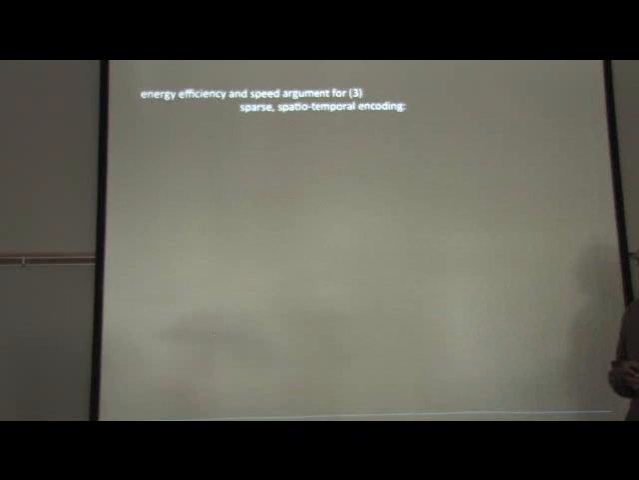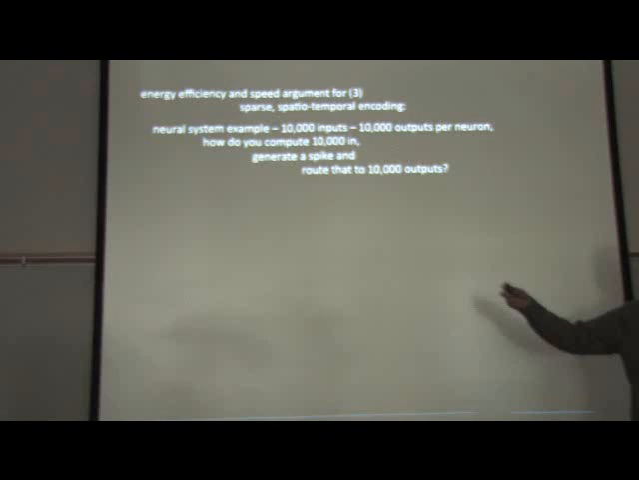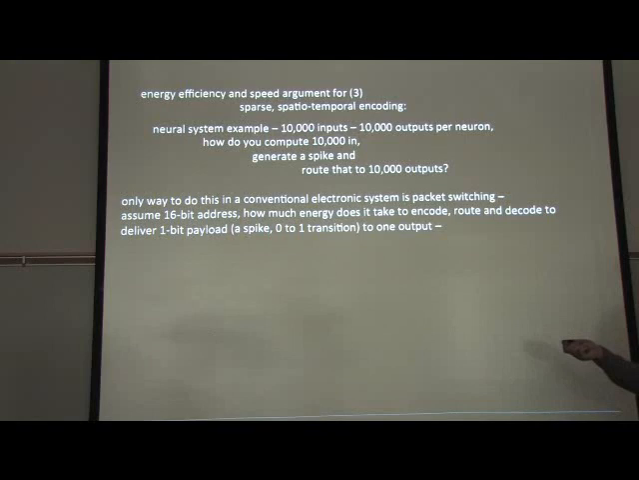So take a neural system, assume each neuron has 10,000 inputs, 10,000 outputs. And how can you do that in a digital system? You have to have 10,000 addresses that you're going to get input from. Put those inputs into a single unit, do a calculation, and generate a single output, which is a spike. And then route that one output to 10,000 elements in the rest of the network. The only way you can do that in a conventional machine is by packet switching. You can't wire 10,000 things to one unit and then wire that thing to 10,000 others physically. You just physically run out of space. There is no way to do it.